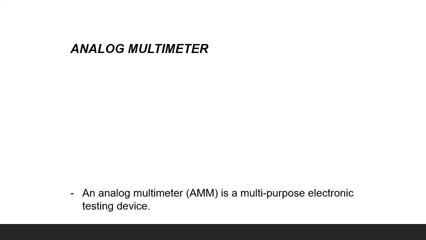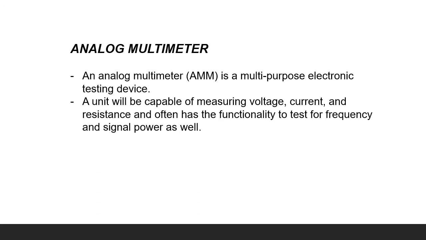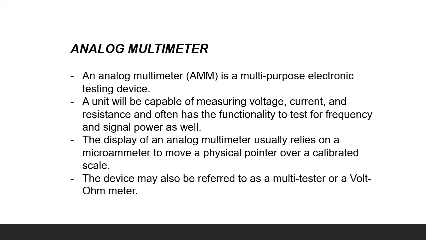Analog multimeter is a multi-purpose electronic testing device, and the unit will be capable of measuring voltage, current, and resistance, and often has the functionality to test for frequency and signal power as well. The display of an analog multimeter usually relies on a microammeter to move a physical pointer over a calibrated scale. The device may also be referred to as a multi-tester or a voltmeter.